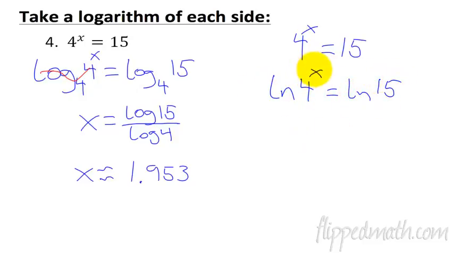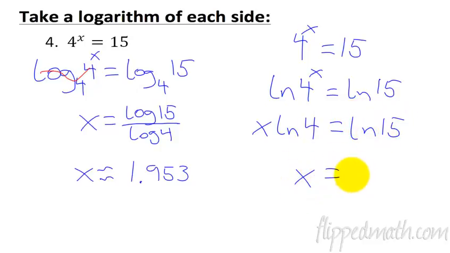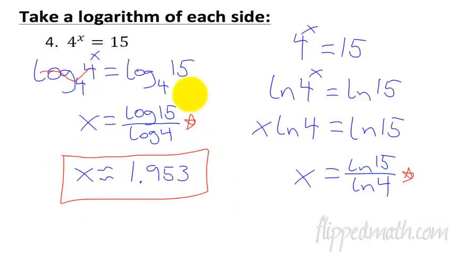Now here's what that does for you. The power property means the x can now come to the front. x natural log of 4 equals natural log 15, and then you divide both sides by natural log of 4 and you get natural log 15 over natural log of 4, and that gives you the same answer here. See, because it's just using the change of base formula. This and this are exactly the same thing, and you'd get the same answer here. So you could take actually a log base 10 or a natural log of both sides, and it will end up working out the same way.